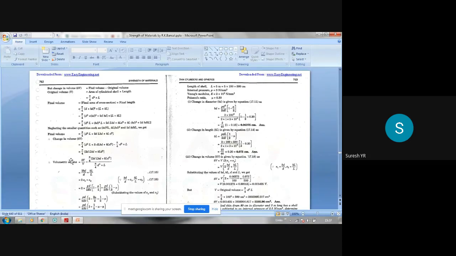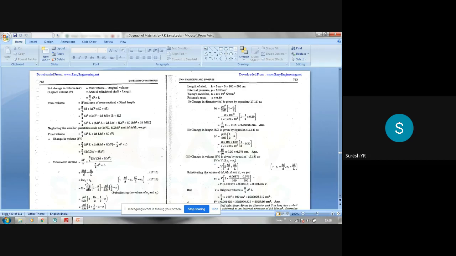Next, how do you get volumetric strain? Volumetric strain is delta V, that is change in volume, divided by original volume. So change in volume is this, original volume is this. If you divide that and simplify, you will get 2 into delta D by D plus delta L by L. So this is what you are going to get. So what is delta D by D?